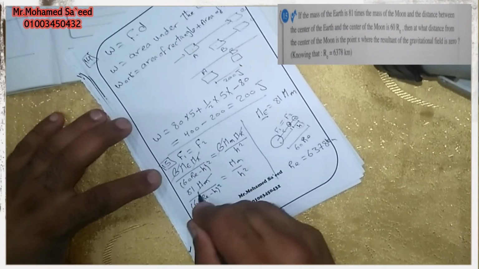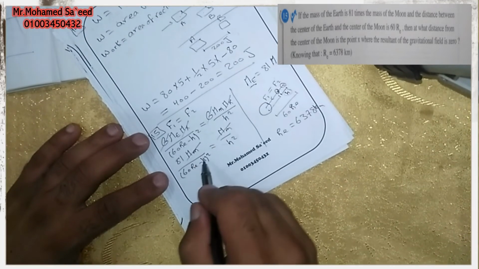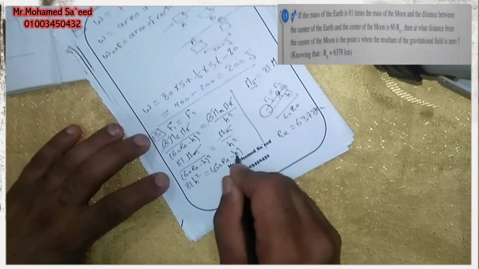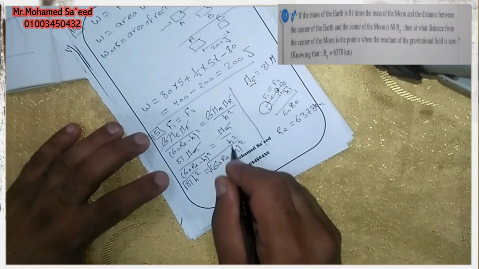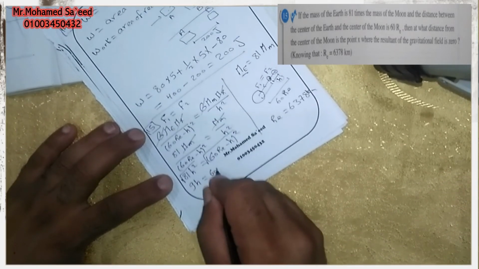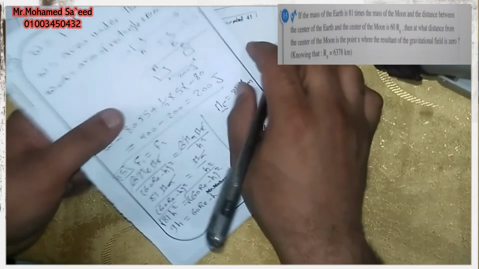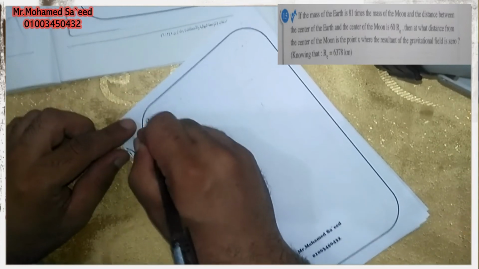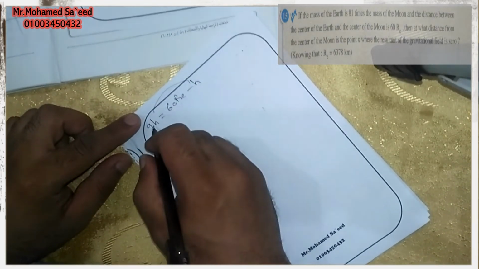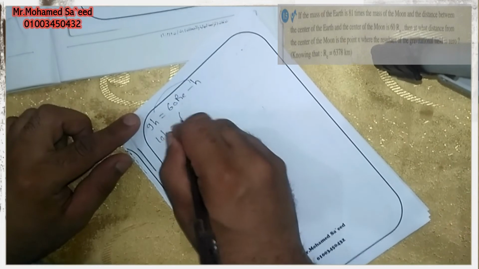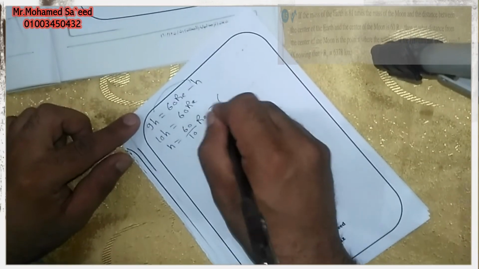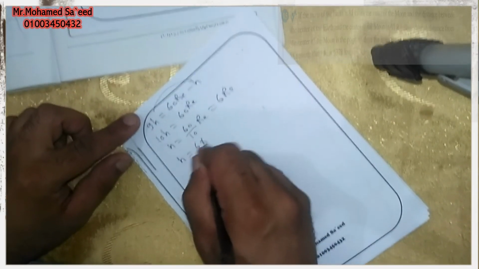H square times M Moon. M Moon cancels with M Moon. Cross multiplication: 81 H square equals (60 RE minus H) all to the power 2. Square root for the two sides. The square root of 81 equals 9. So 9 H equals 60 RE minus H. So 9 H plus H equals 10 H equals 60 RE. So H equals 60 over 10 RE, equals 6 RE.